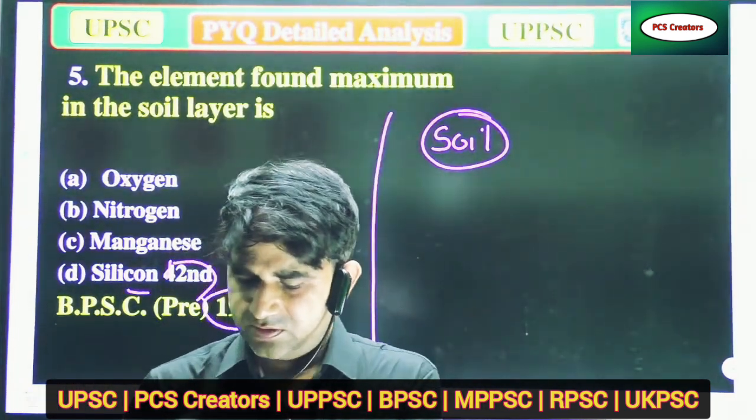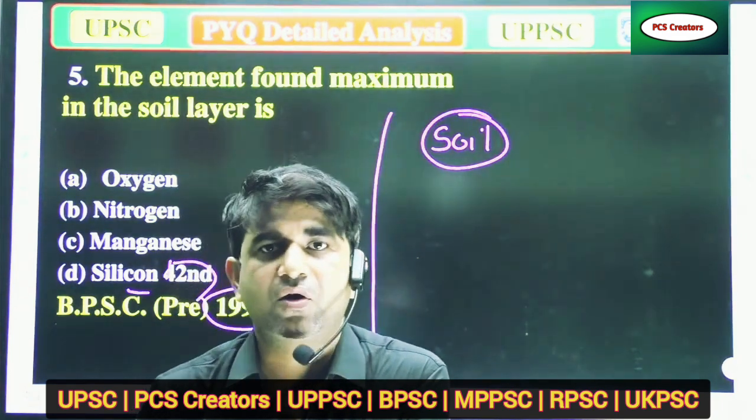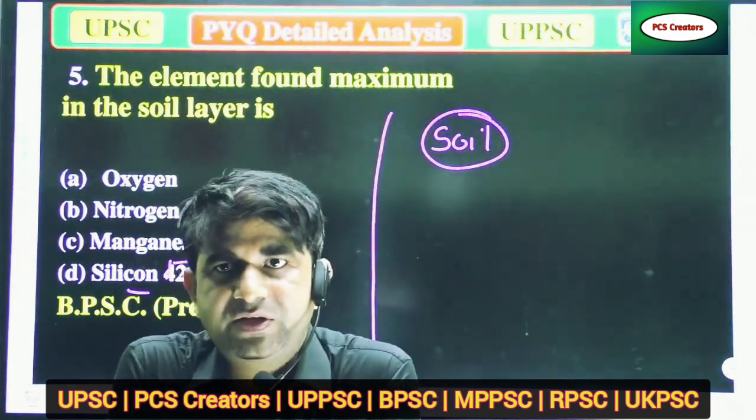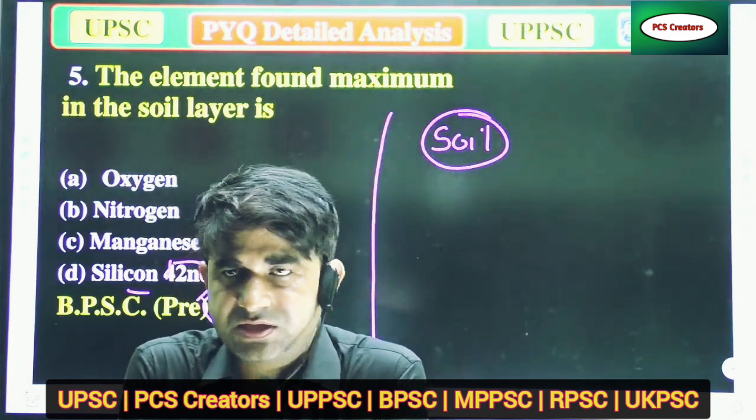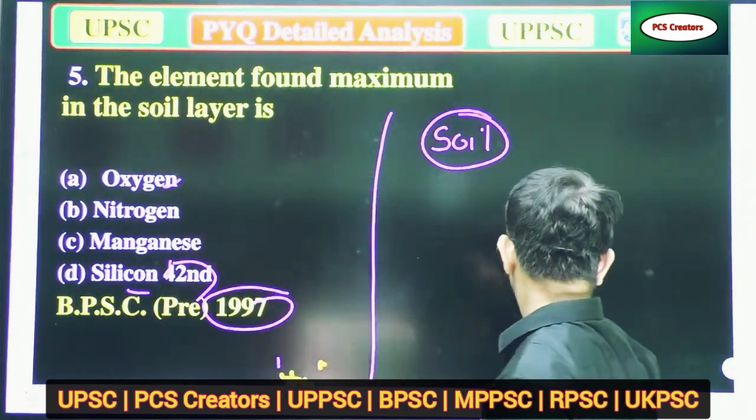As I'm saying, oxygen is the correct answer, because oxygen is the most abundant element found in the earth surface. So your option A is correct. Now we'll move to the next question.